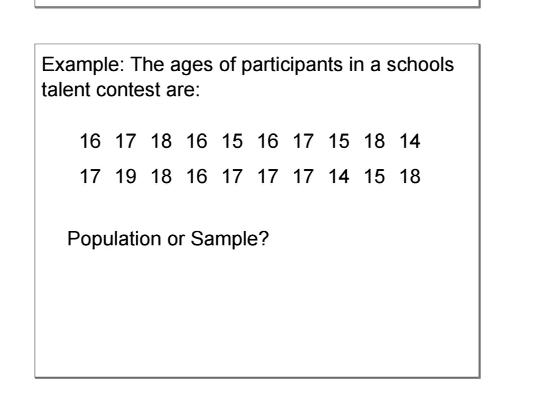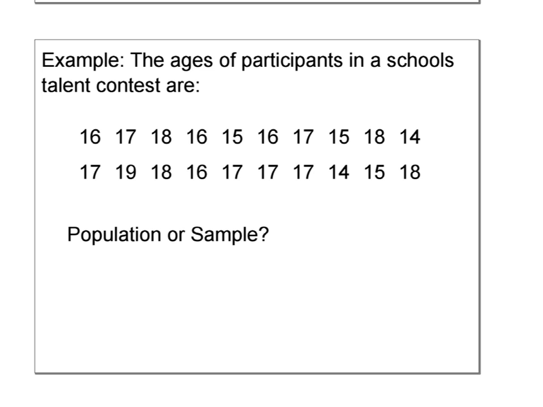Okay, so here's an example. So these are the ages of participants in a school's talent contest. So here's all their ages, and we want to know if it's a population or a sample. They've given us everybody's age, so this is actually going to be a population.